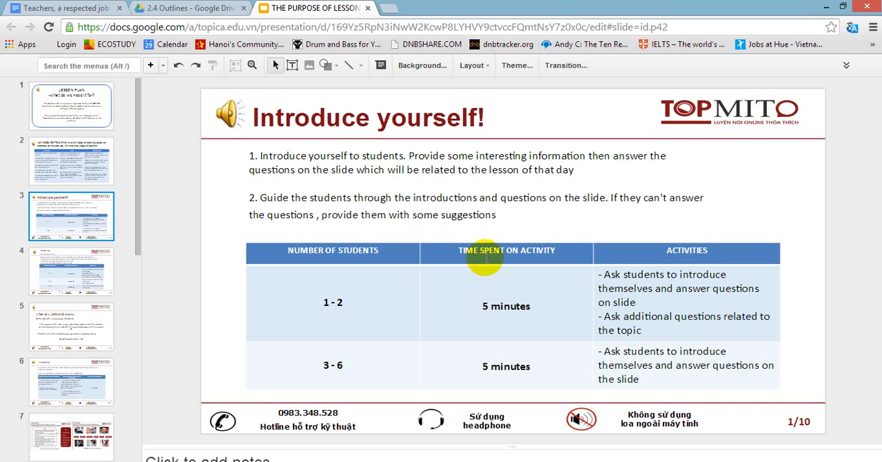So on this slide, we're looking to spend about 5 minutes, and that's the same if we have 1 or 2 students or more students. If we have fewer students, we can ask them some extra questions or ask them to make a longer introduction.